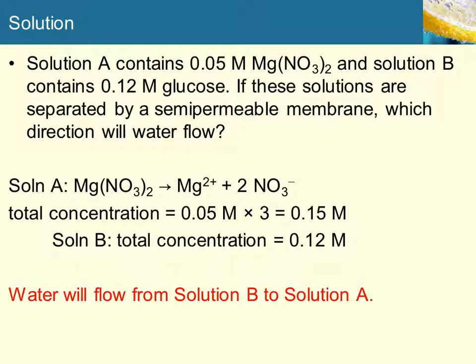So you should have realized that Mg(NO3)2 will dissociate into 3 ions, 1 Mg2+ and 2 NO3−, because that parenthesis means that there are 2 NO3s. So 3 ions times 0.05 gives me 0.15 molarity, as compared to the 0.12 molarity of the glucose. So my glucose solution is weaker in concentration, therefore the water will flow from B to A.